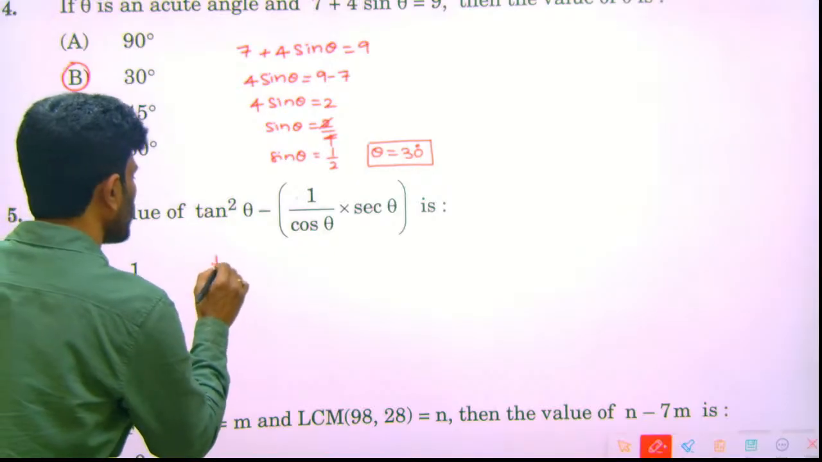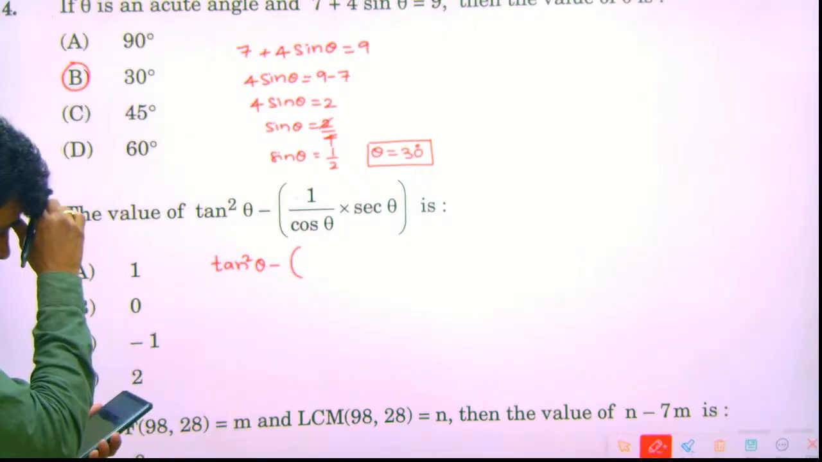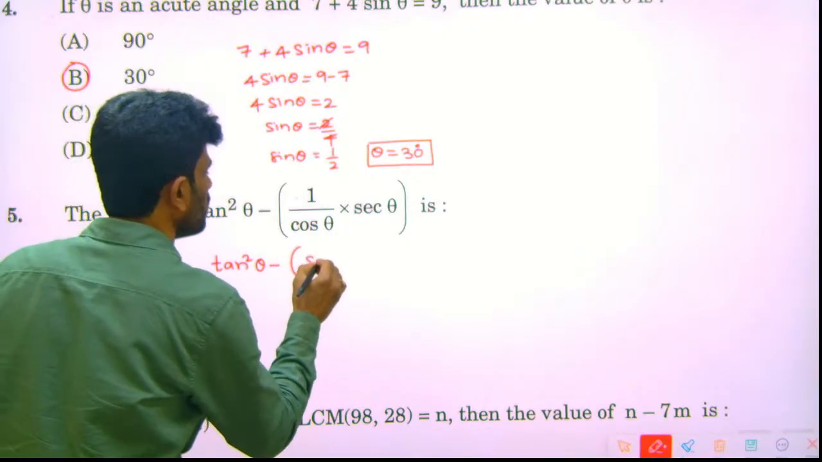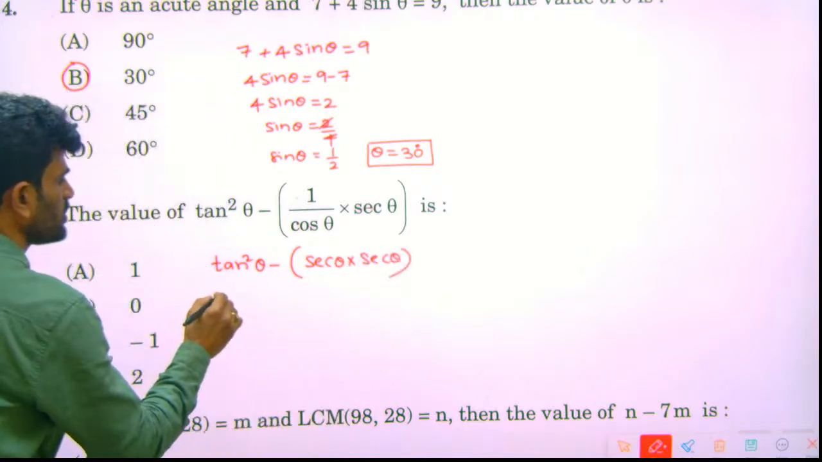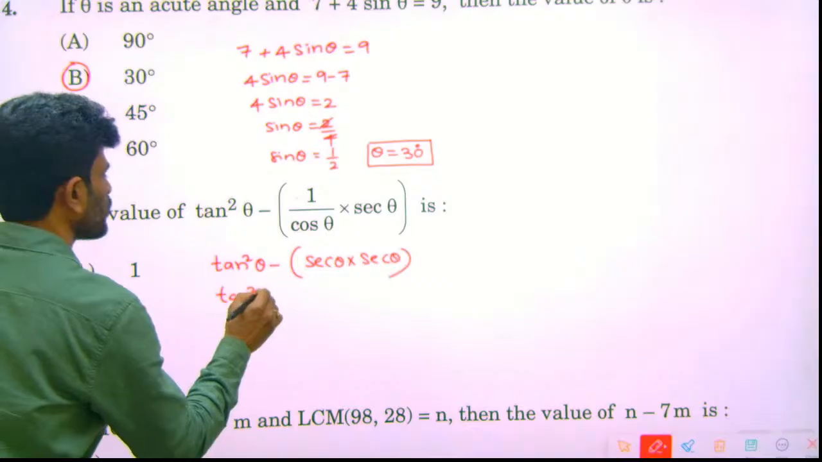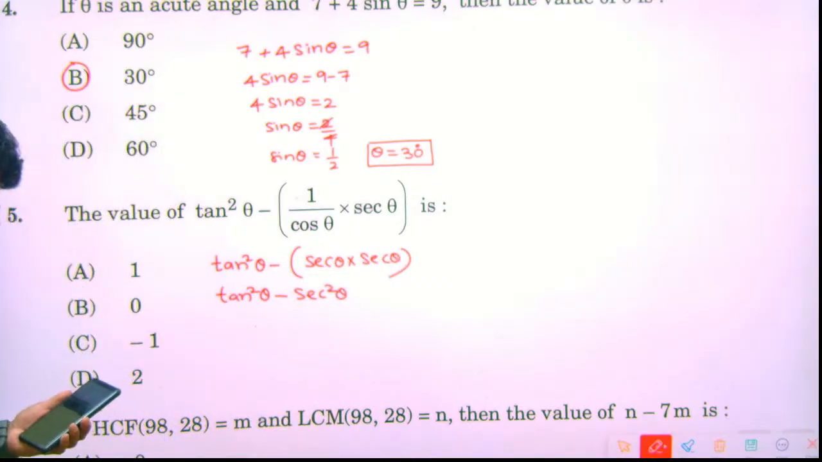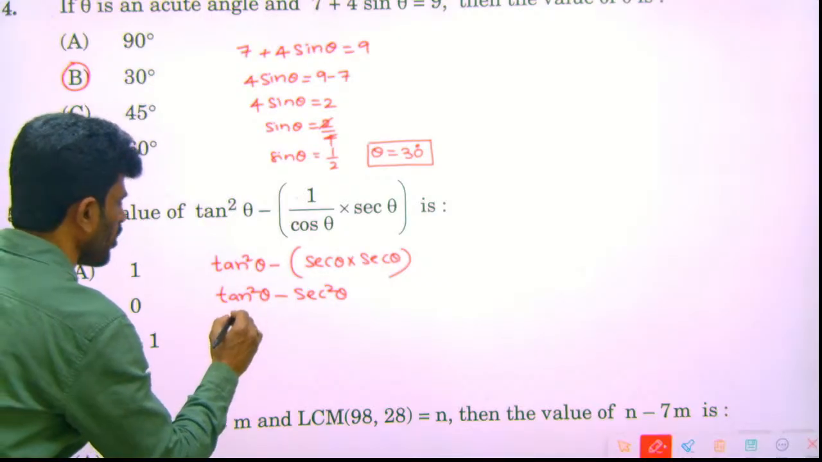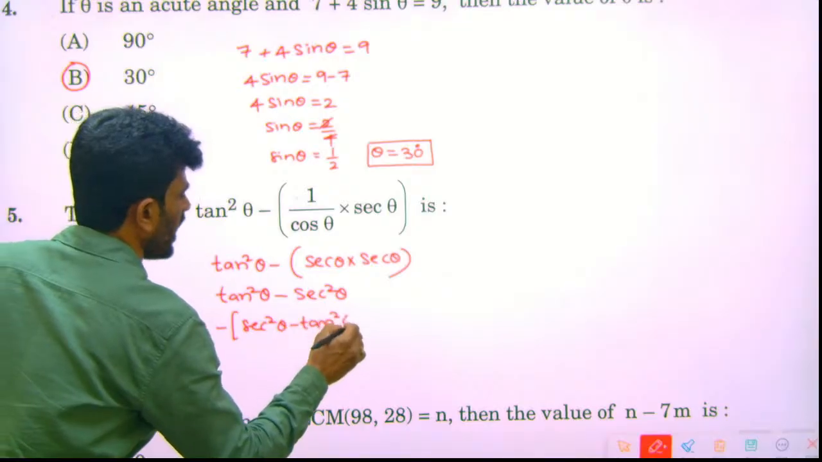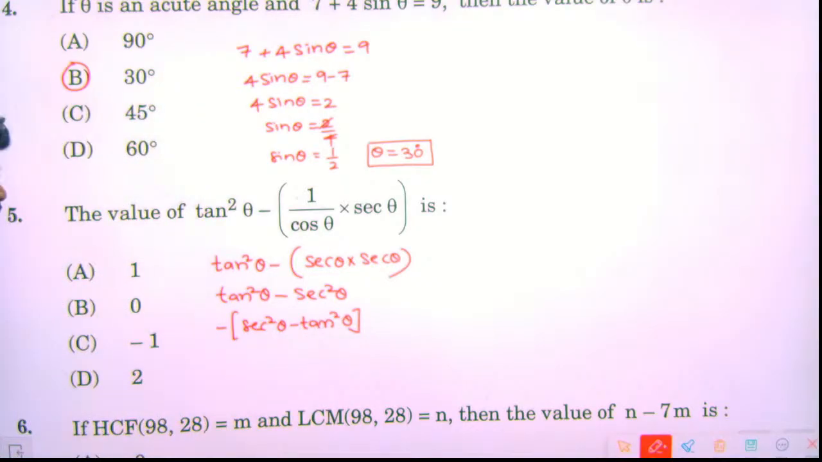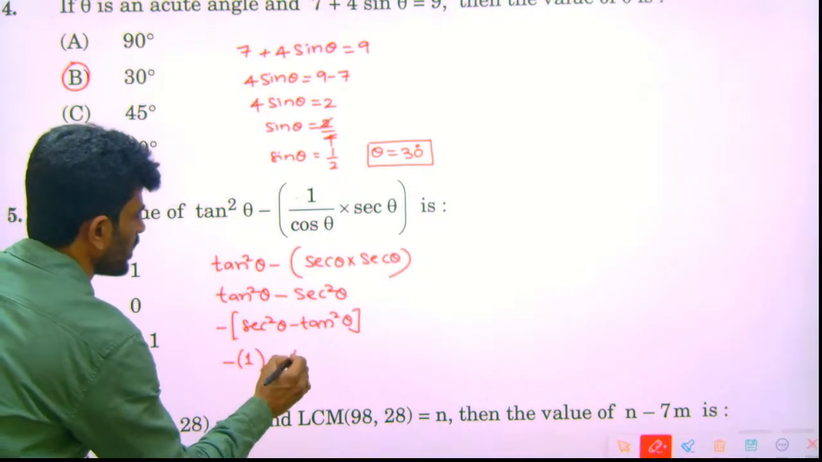It is tan square theta minus 1 by cos theta is secant theta. Secant theta into secant theta again. Secant theta into secant theta is what? Secant square theta. So tan square theta minus secant square theta, so if you take minus common, what happens here? Minus of secant square theta minus tan square theta. We have an identity, secant square theta minus tan square theta is 1. So this result is minus of 1, which is minus 1.